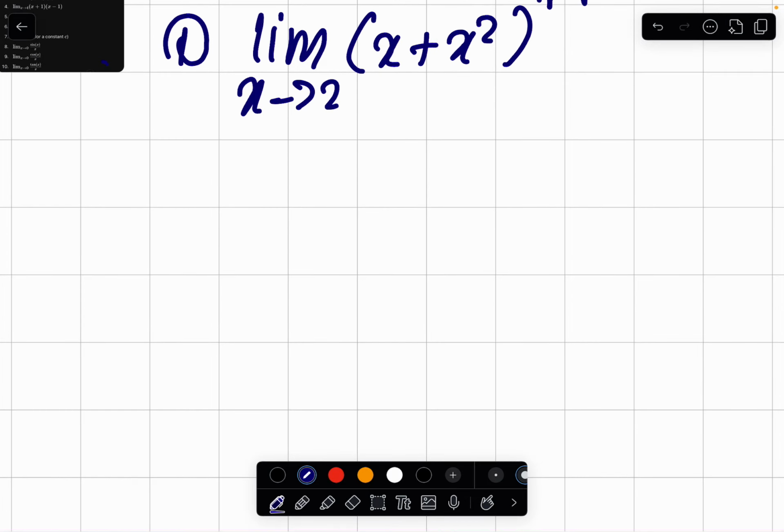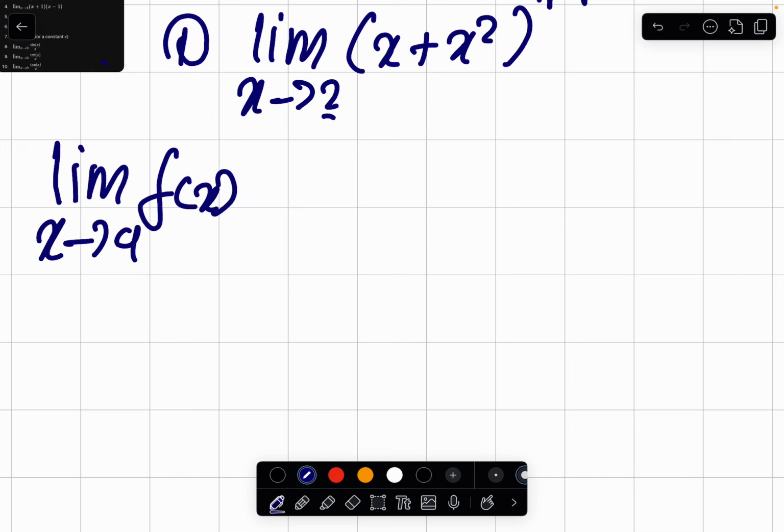The first thing you have to do is draw a number line and approach 2 from the left and from the right. Then draw a table. Understand? Bear in mind, let's say we have a limit as x approaches a of f of x. If we are using the numerical approach, we have to approach a from the left, and we must know whether x is greater than a or less than a.